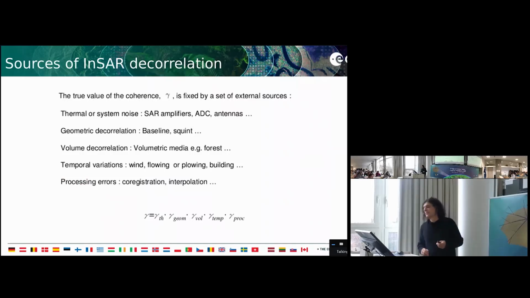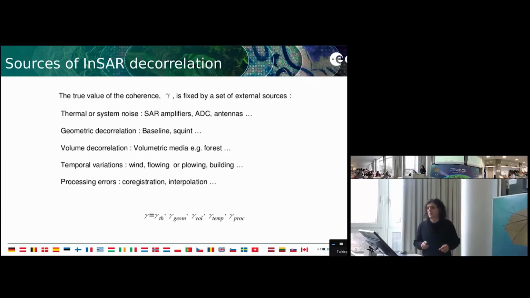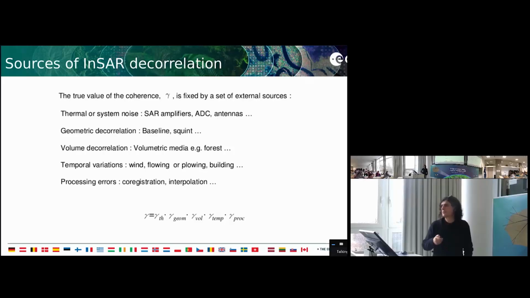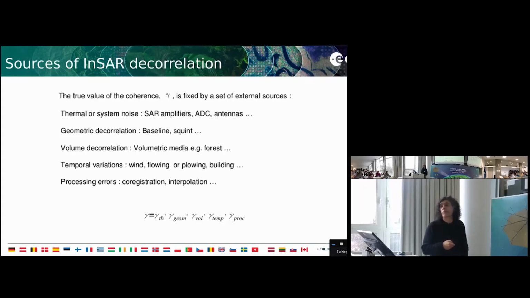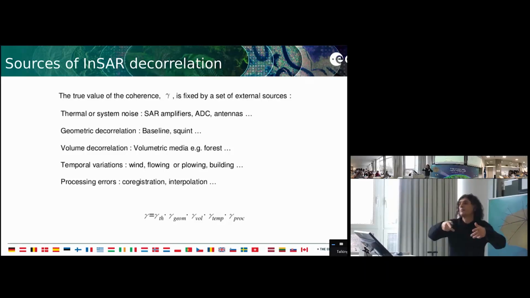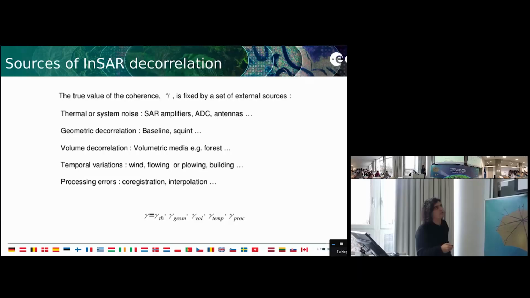Decorrelation. What creates decorrelation? Why do you have a correlation of 0.3 and 0.7 in some cases? There are many, many factors that affect this. I'm going to show you pictures to explain what's going on, but the most well-known terms of decorrelation are what is called thermal decorrelation. This is due to the presence of noise at the receiver. Geometric one, due to geometry. Volumetric decorrelation, and this is why you're here. If you want to analyze forests, this is what you want to do. We use decorrelation as a way to gain insight into the structure of the volume of a forest, for instance, and temporal decorrelation and other terms.